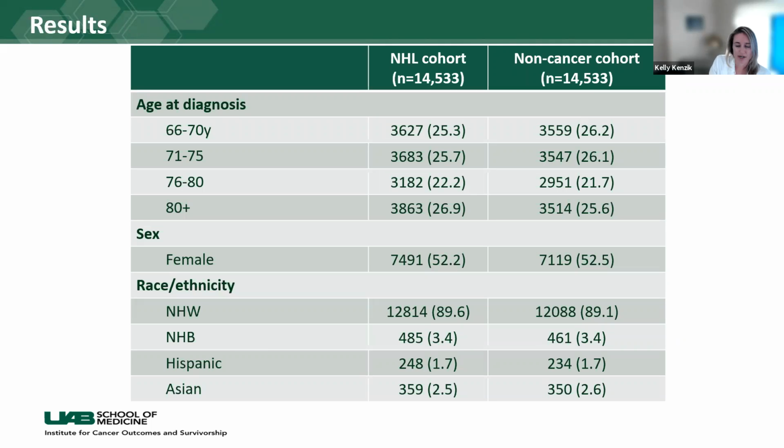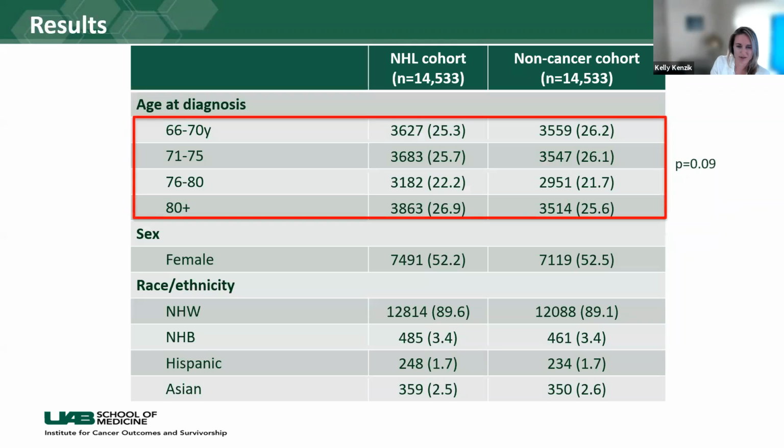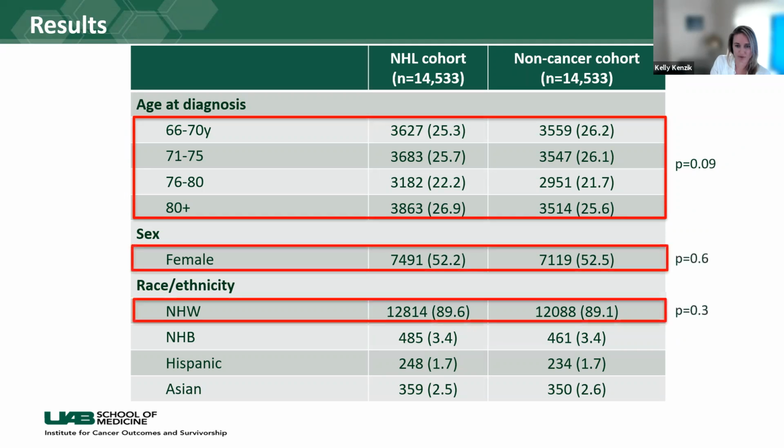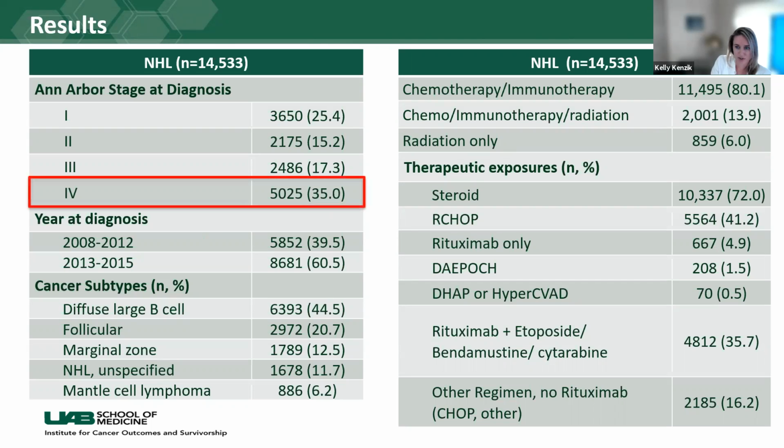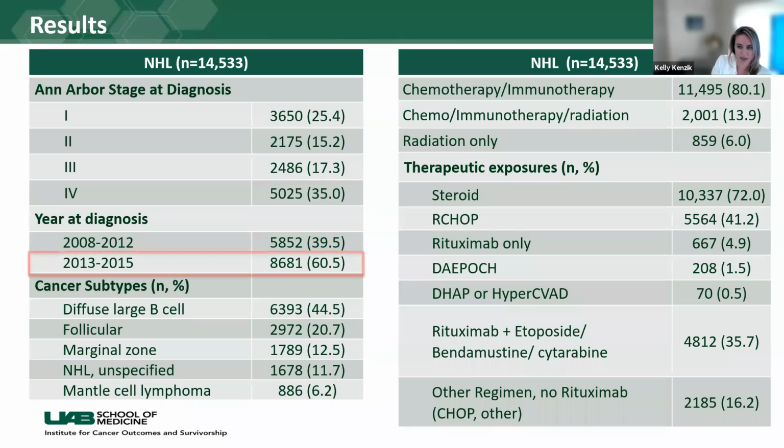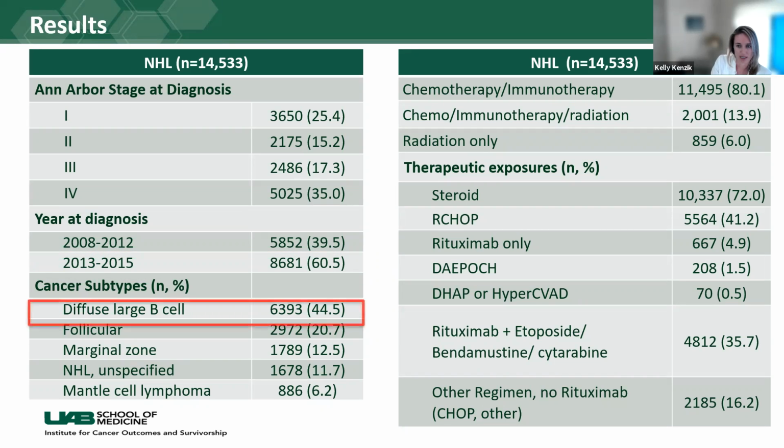The non-Hodgkin lymphoma and non-cancer cohorts were similar in age distribution, with about 26 to 27% over the age of 80. 52% of the cohort was female, and both samples were largely non-Hispanic white, which is pretty consistent with our incidence of NHL. 35% of the cohort was diagnosed at Ann Arbor stage 4. 60% of the patients were diagnosed in the more recent era, 2013 to 2015. And the most frequent diagnosis was diffuse large B cell.